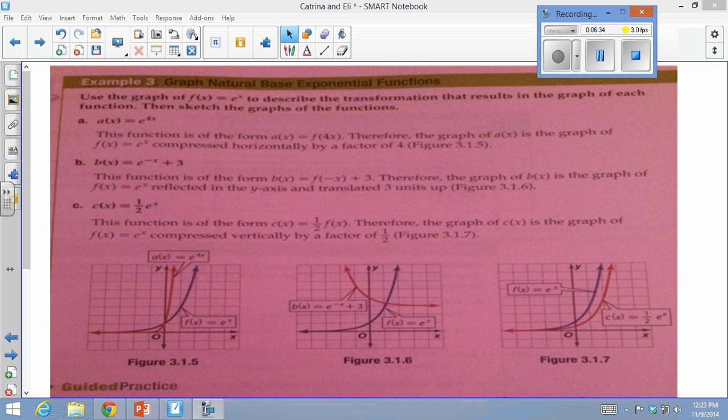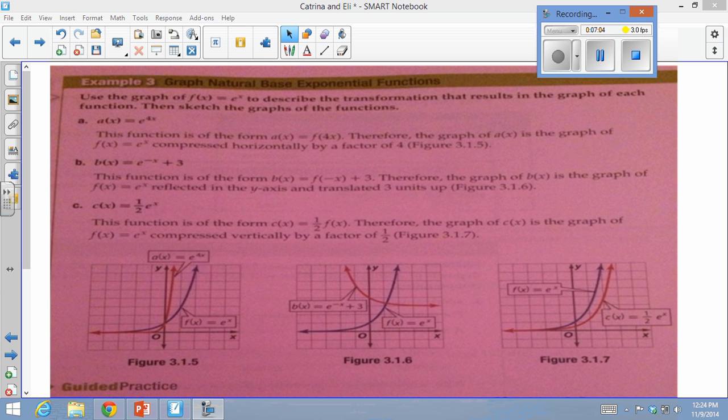So next we have b of x, which equals e to the power of negative x plus 3. This function is in the form b of x equals f of negative x plus 3. Therefore, the graph of b of x is the original f of x equals e to the power of x, reflected in the y-axis and translated 3 units up, since the negative x is in the exponent and our plus 3 translates the graph 3 units up.